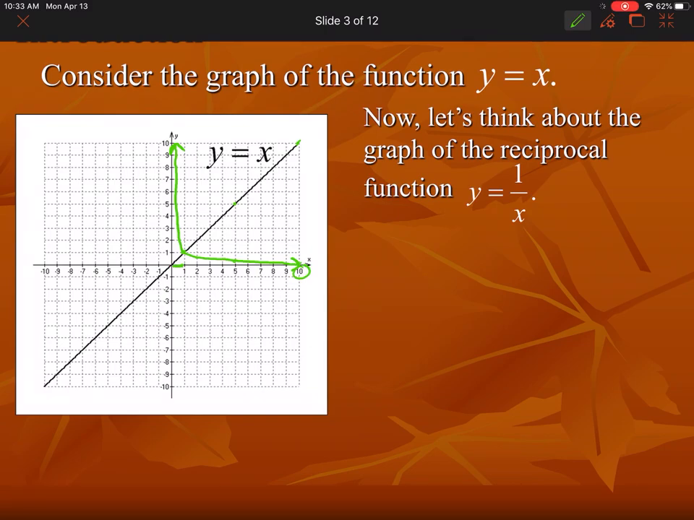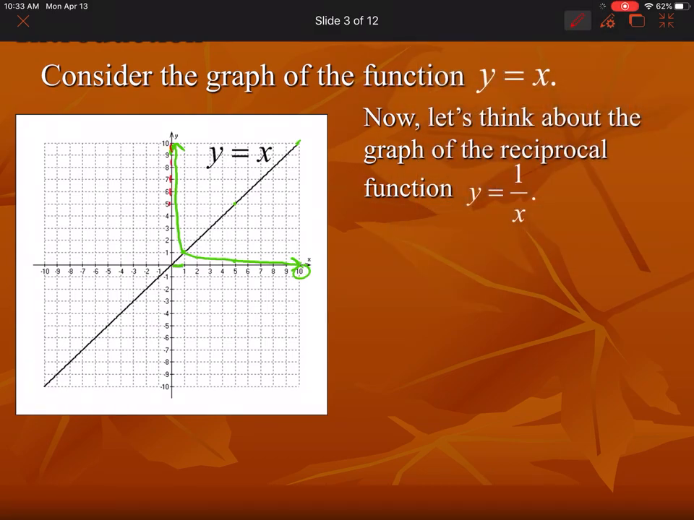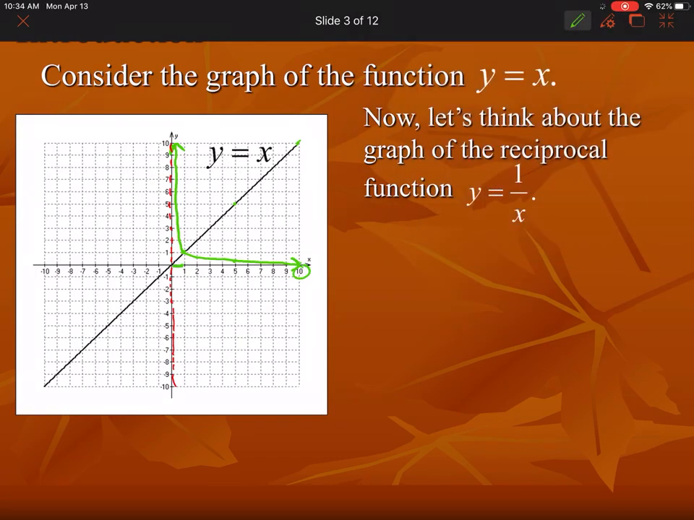Now what happens when you go 1 divided by 0? Well, you can't do 1 divided by 0. So I'll switch over to another color here. What we get is this vertical asymptote. Where the original function is 0, we're going to get a vertical asymptote, which means the function can't exist here. When the y value is 0 on the original graph, the reciprocal graph will not exist.